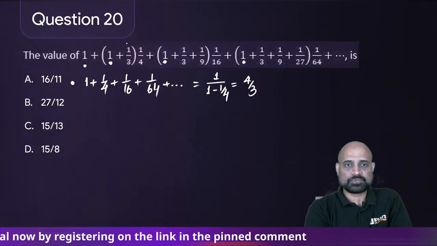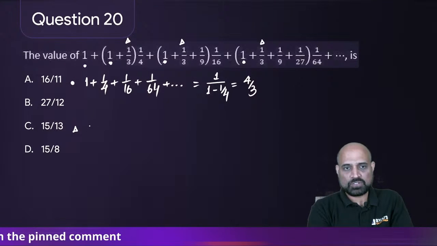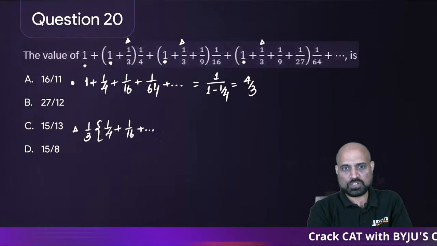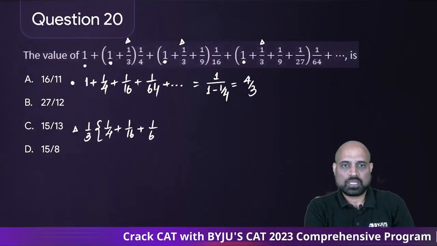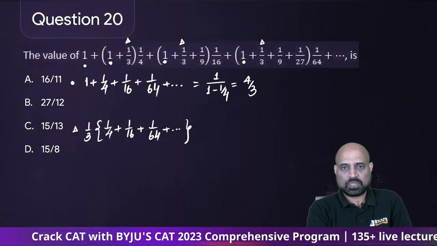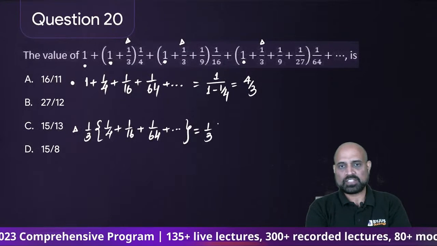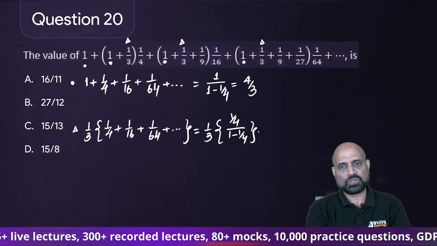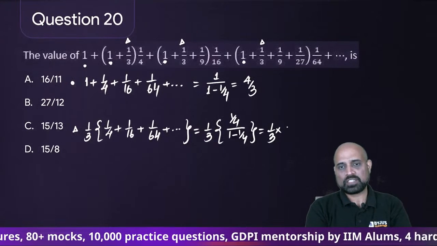Excuse me. Let's pick up the terms with 1 by 3. So if I pick up 1 by 3, I can take out 1 by 3 common. I'll be left with 1 by 4 plus 1 by 16 plus 1 by 64, and so on. And this is going to result in 1 by 3 times, the first term is 1 by 4 and the common ratio stays 1 by 4. So this turns out to be 4 minus 1, 3. So this is 1 by 3 of 1 by 3.